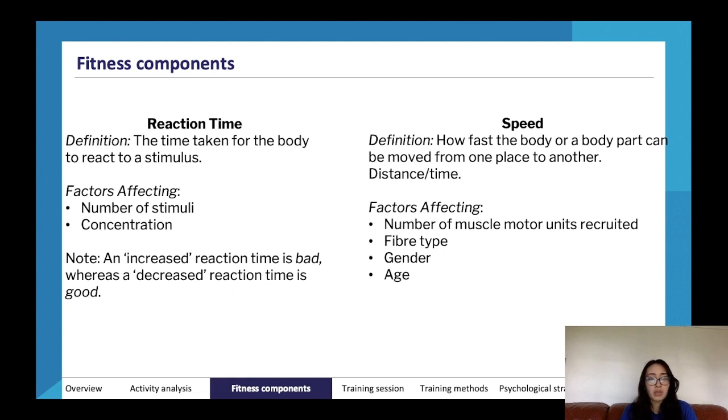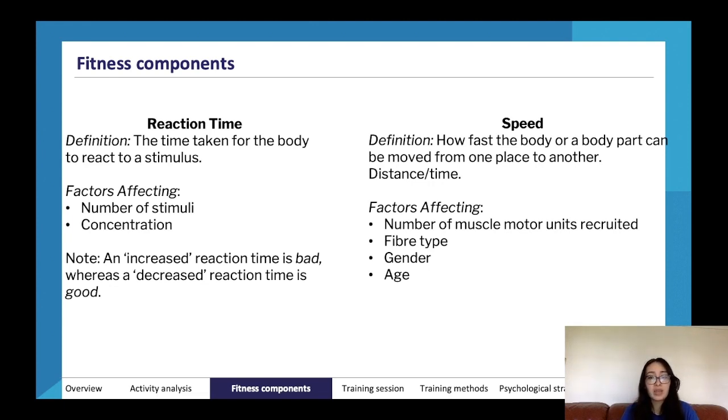They don't usually ask more than 2 for reaction time. A lot of these skill-related ones don't usually ask for more than 2 factors which can affect it. But if you are stuck, just think of things like what can affect your concentration. Perhaps the amount of sleep you got the night before or cognitive ability, stuff like that. This can affect your reaction time. Make sure you understand an increased reaction time is bad, decreased reaction time is good, because a decreased reaction time means you react in a smaller amount of time, which means you're faster, which is good.